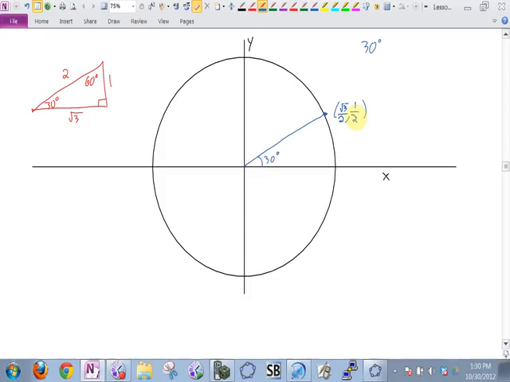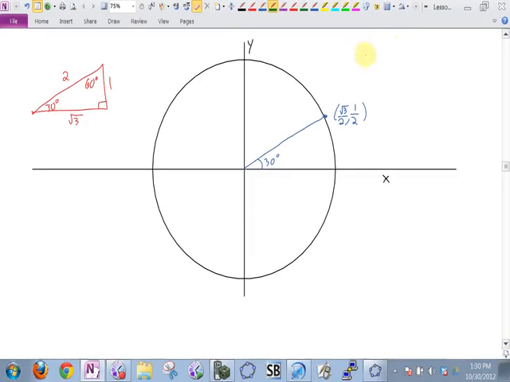Now, how in the world do I figure out what the cosine of 150 degrees is? That is the question. Well, let me draw 150 degrees. It's going to look a little something like this. It's this angle right here, 150 degrees. If I can figure out what the x-coordinate of this point is, then I have my answer of what cosine 150 degrees is. Negative radical 3 over 2.